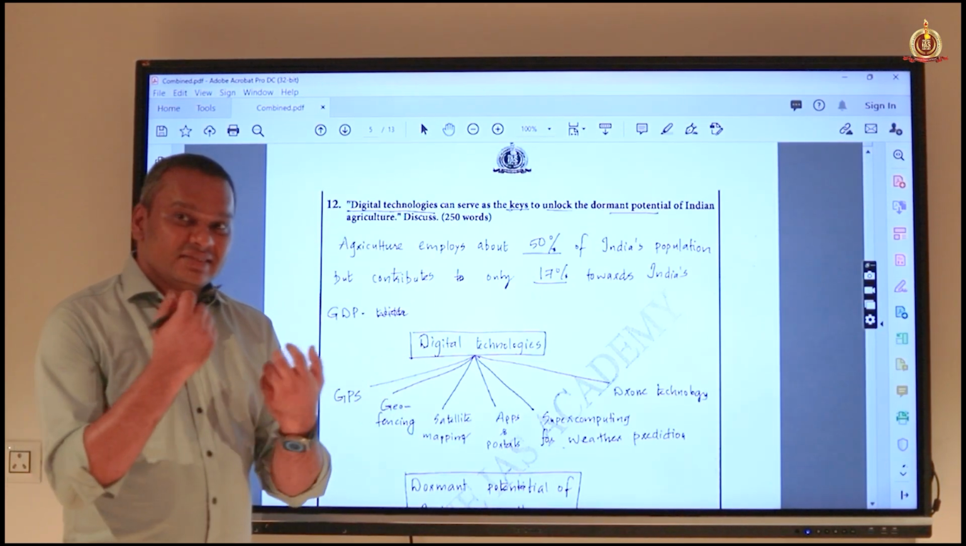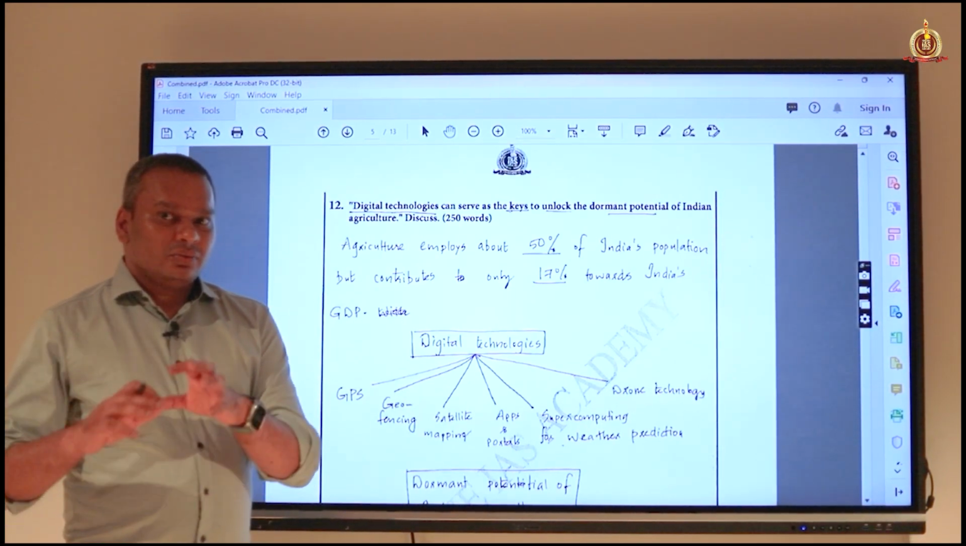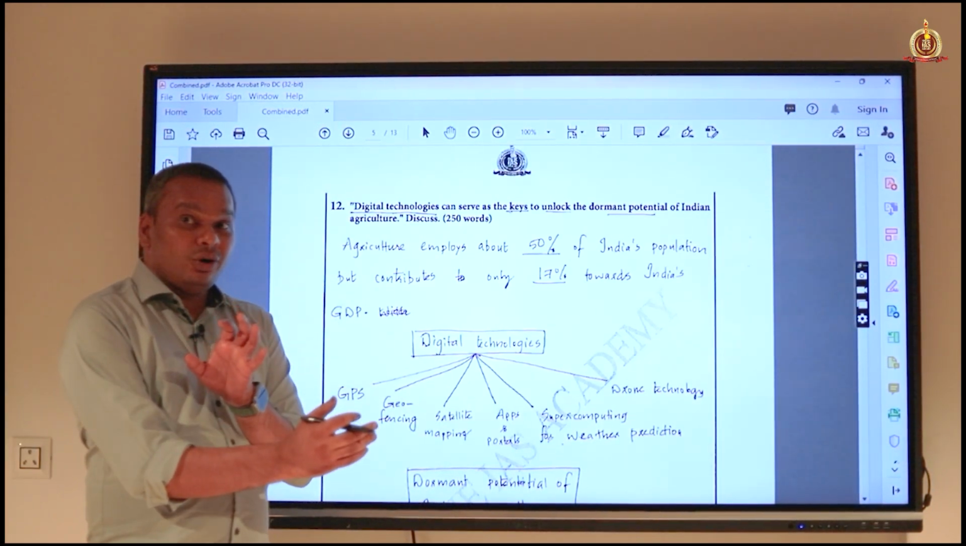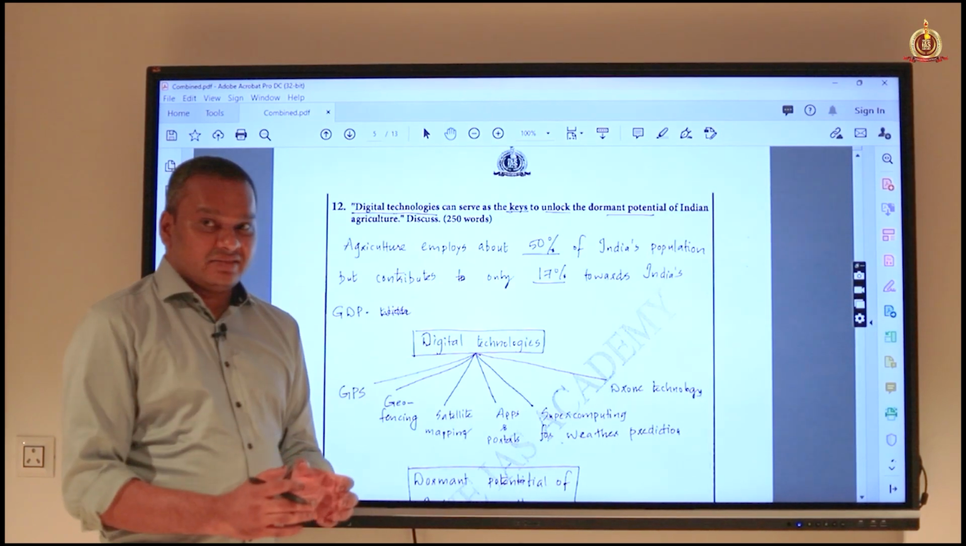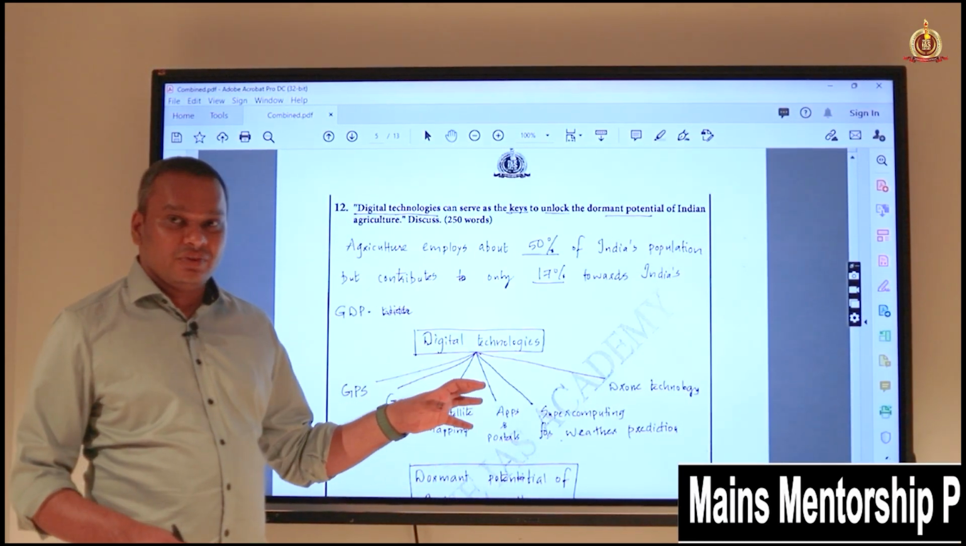And UPSC has asked this direct question at least 3 or 4 times in the last 5-6 years. So it's something which you can actually prepare for and keep a stock answer for, which is what Malini has done with this question as well. This is the stock answer which we are seeing.